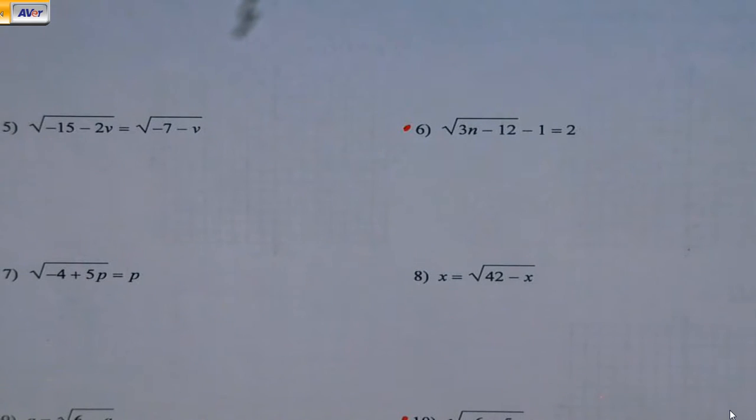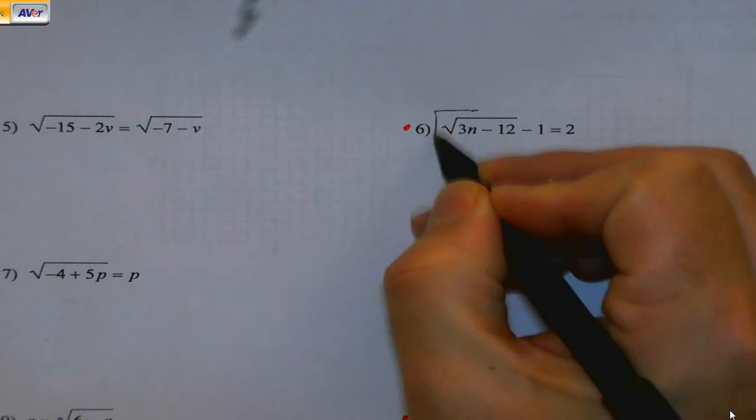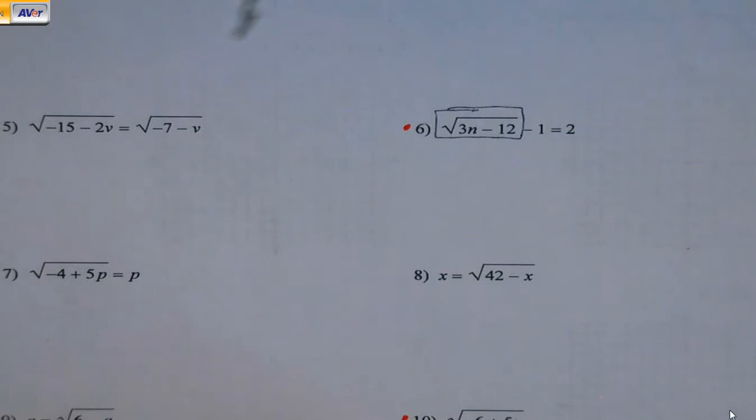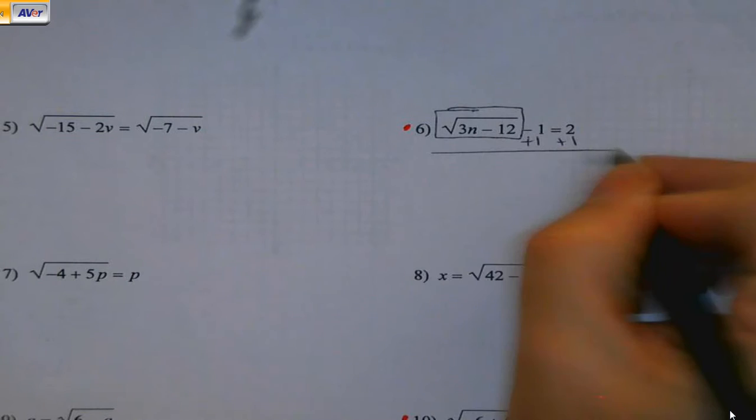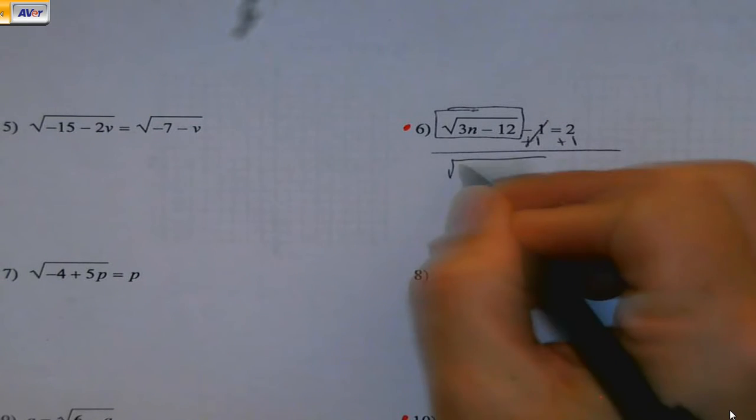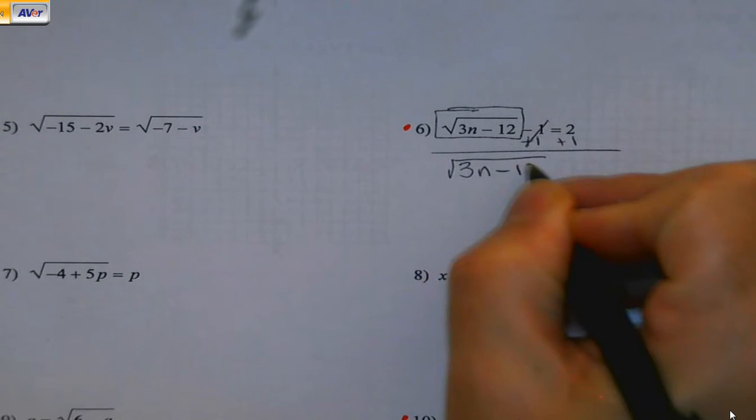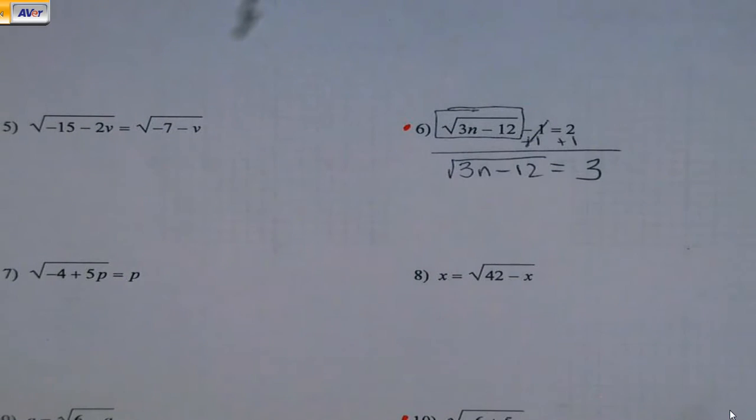So the first thing I notice when I get down to number 6 is my radical is not isolated. It's not on a side all by itself. And we want to fix that first. So we'll go ahead, we'll get the 1 out of there. Okay, so that'll help our situation a little.